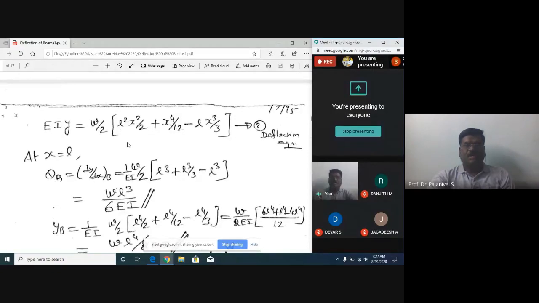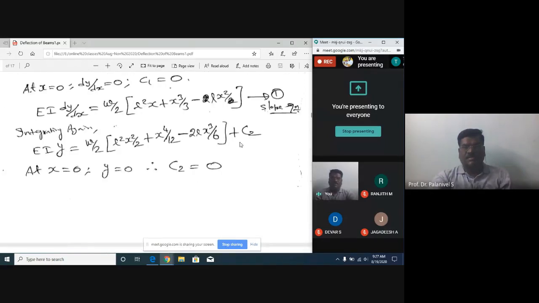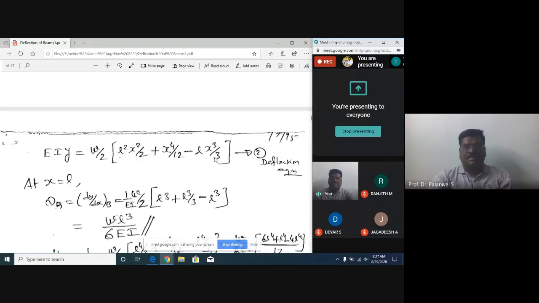Therefore, EI y is equal to w by 2 into L square x square by 2, this one. Because C2 becomes 0, only this expression that I have written here remains, which is called the deflection equation.